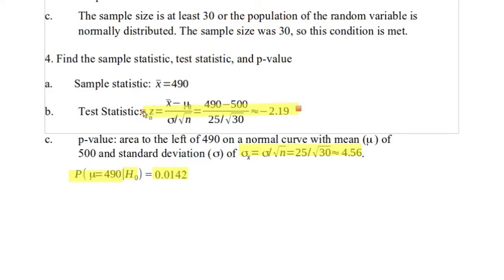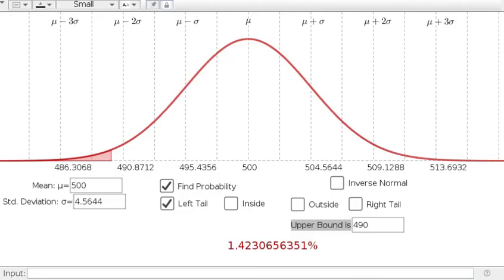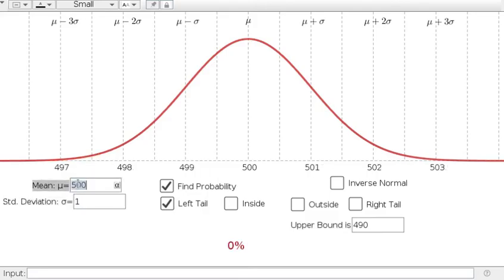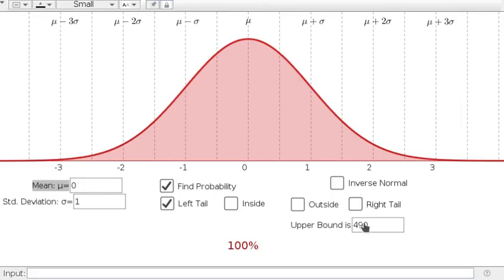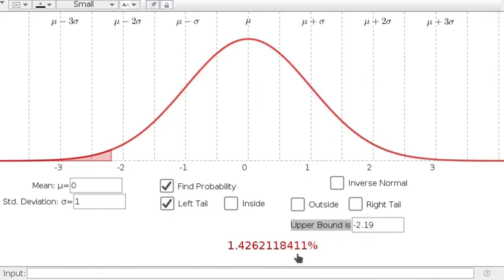Now, a z-score means that we have a standard normal distribution, so I'll remind you of what that means. Z-scores come from a normal distribution with a standard deviation of 1 and a mean of 0. So let's put that information in and use our z-score. So our z-score was negative 2.19. So let's put that in as our lower bound, negative 2.19. And no great surprise, there was some rounding in finding that z-score, but we find the same probability again.